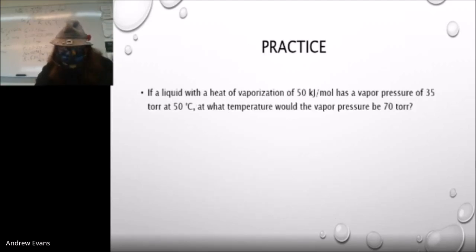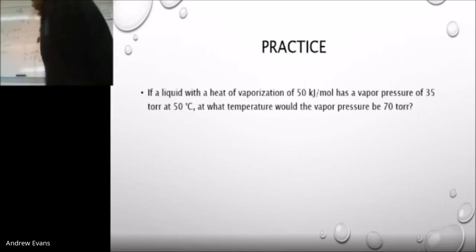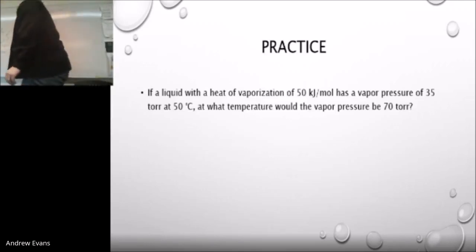Doing another one. Hypothetically, if a liquid with the heat of vaporization of 50 kilojoules per mole has a vapor pressure of 35 torr at 50 degrees, what temperature would the vapor pressure be 70 torr? So this one's a little bit easier.